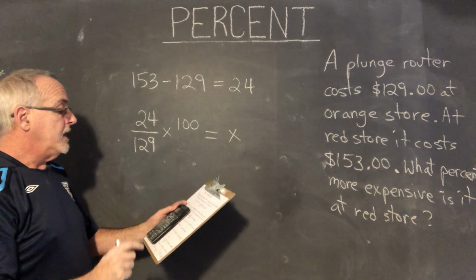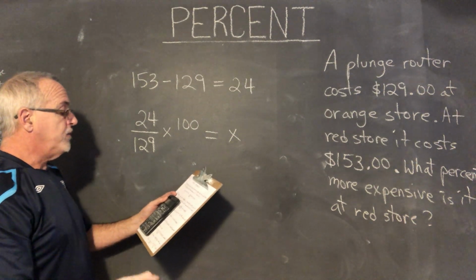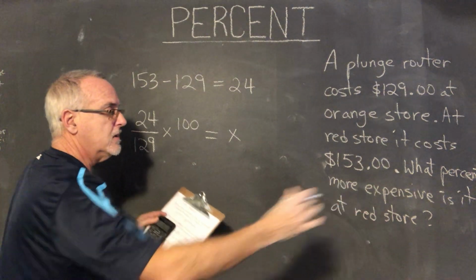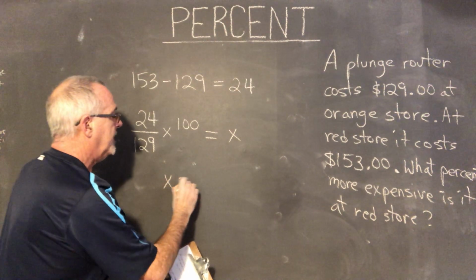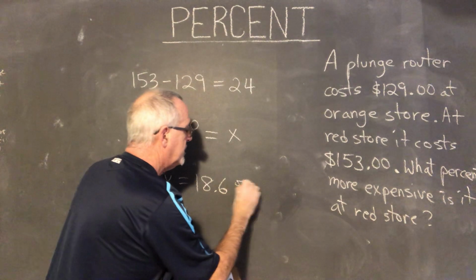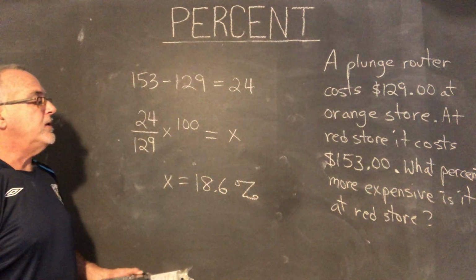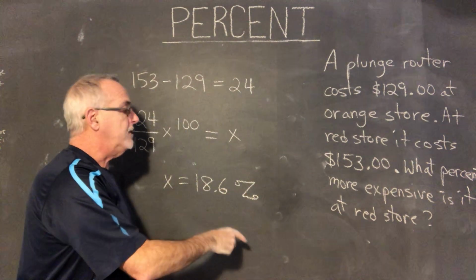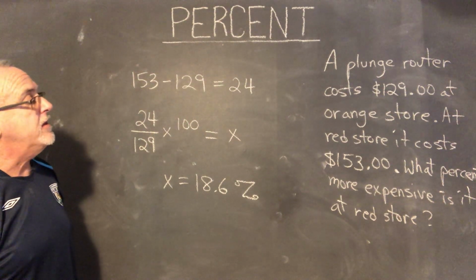And what I'm getting is 18.6, it's again a decimal that goes on, so I'm going to round it. X equals 18.6, but I have to put my percent symbol. It is 18.6% more expensive at the red store than at the orange store.